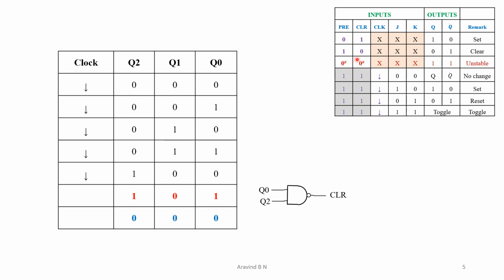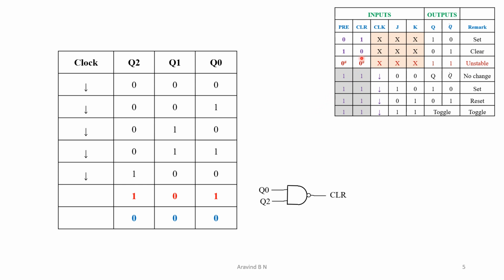Now as per the functional table, if we observe, clear equal to 0 means we are going to get the output as 0. Therefore, we are not able to observe this as the output in the trainer gate. Immediately it will shift to 0, 0, 0 in an asynchronous manner.